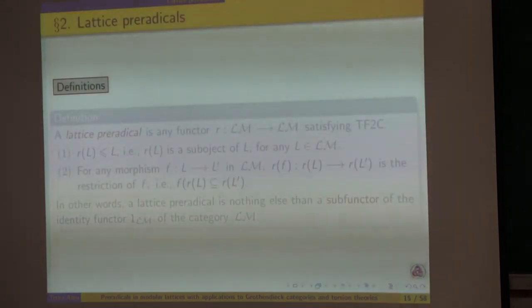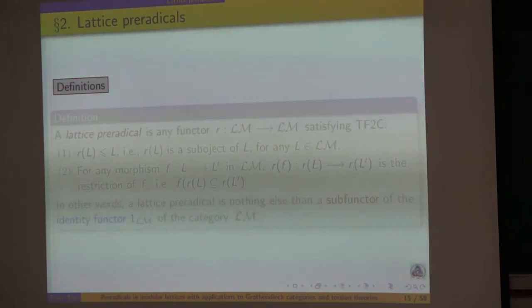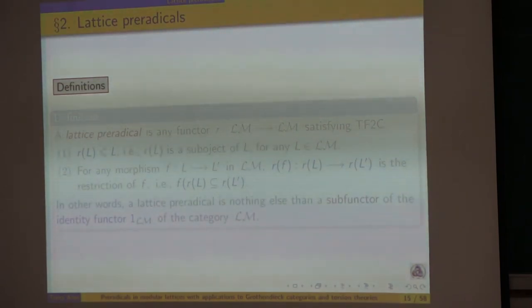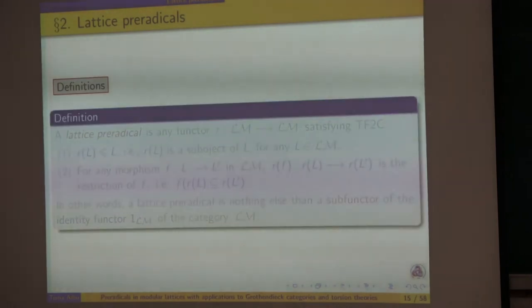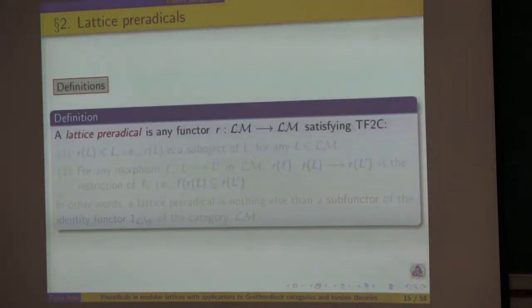Now, I have finished my first section. Now we are going to discuss the lattice parameter. So, what is a lattice parameter? Category is very important. It is a functor on this category of linear modular lattices, satisfying the following two conditions. R of L is a subobject of L for any L.